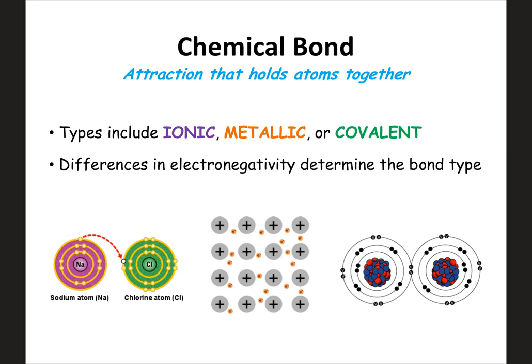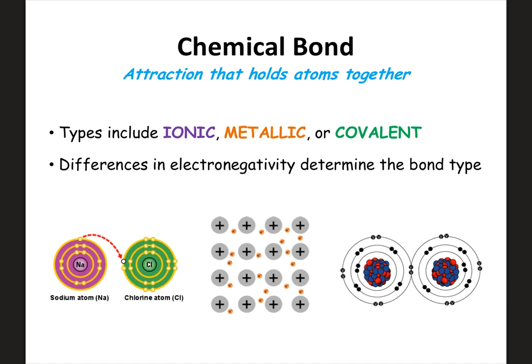An ionic bond is when you have a transfer of electrons. A covalent bond is when you have a sharing of electrons. And a metallic bond here in the center is when you have these free floating valence electrons, which we will look at. So it's all about the differences in electronegativity, which determine the bond type.